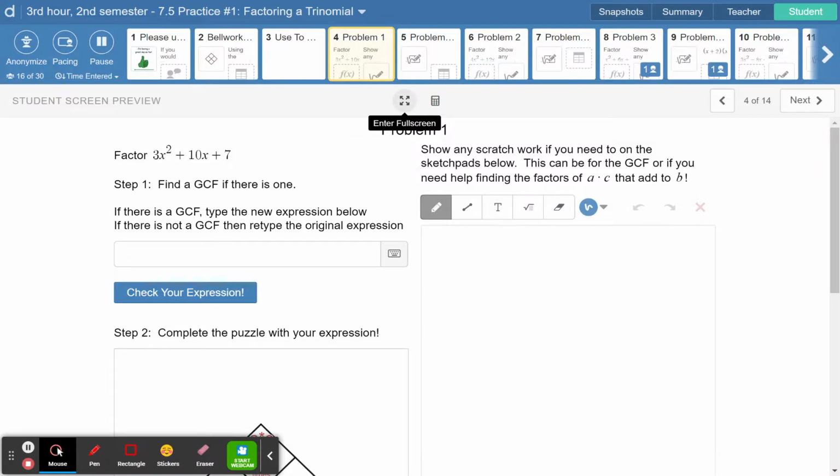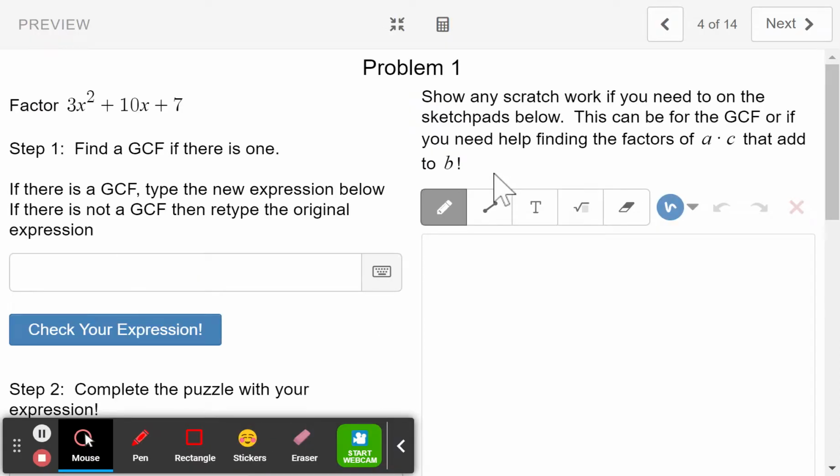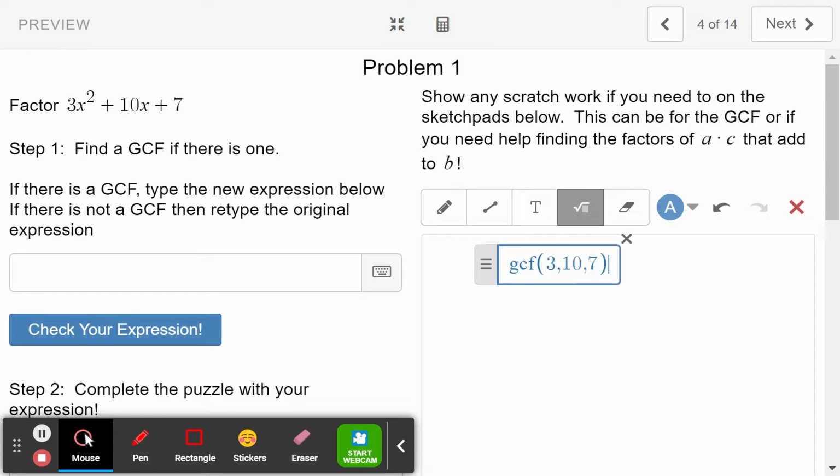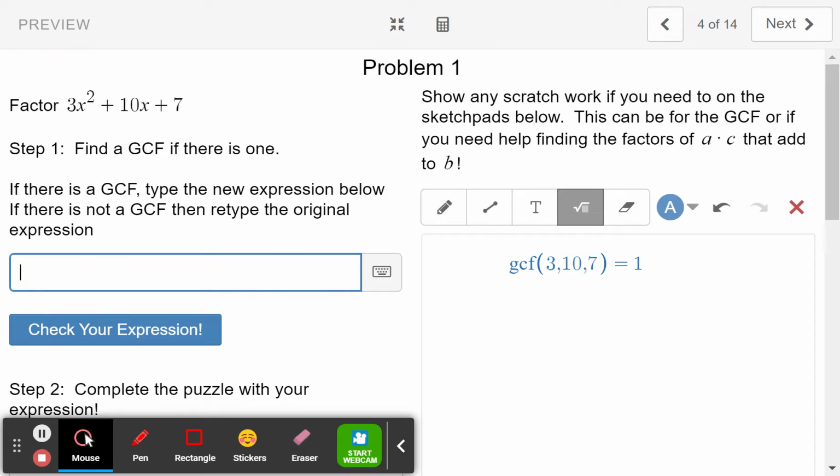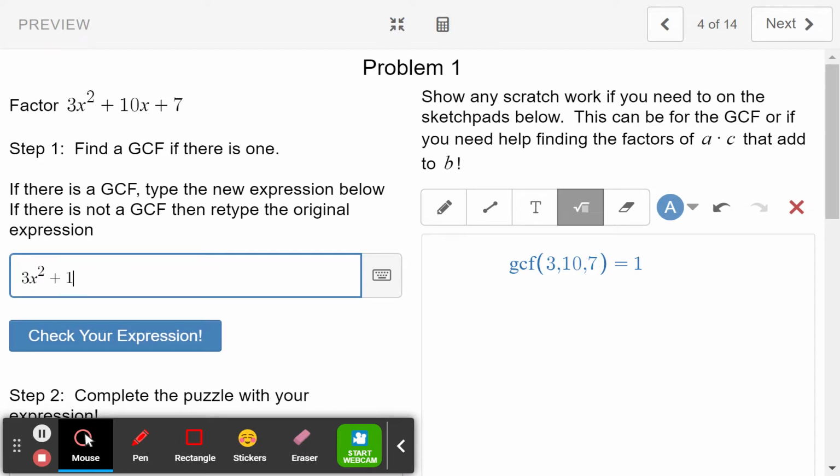All right, so today's video will go over the 7.5 practice number 1, factoring a trinomial. So each problem is going to be 2 slides. The first thing you want to do is find the GCF of 3, 10, and 7. Now if you use slide number 3, it will actually tell you that it's a 1. There will be no variable for the GCF because the 7 does not have one. So if the GCF is in fact 1, you can just retype the expression.